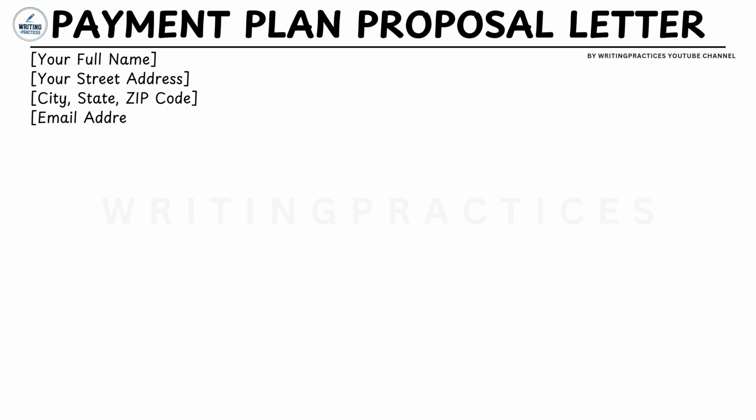Your contact information. We begin with your personal contact details, positioned at the top left corner of the letter. This information is crucial as it allows the recipient to identify you and provides them with the means to respond. Example: your full name, your street address, city, state, zip code, email address, phone number. Ensure all details are current and accurate. This sets a professional tone and facilitates open communication.